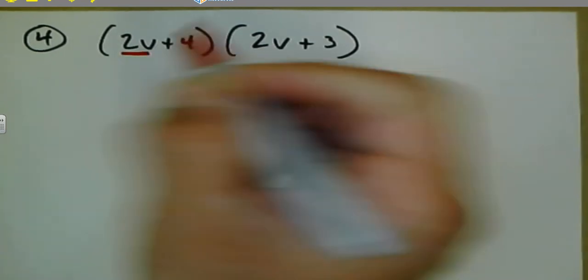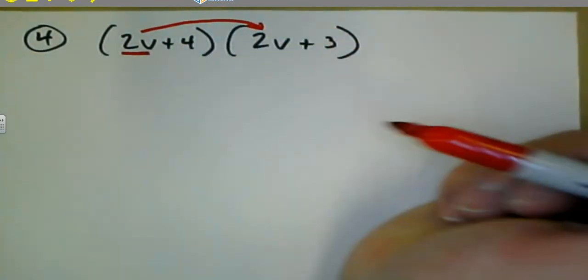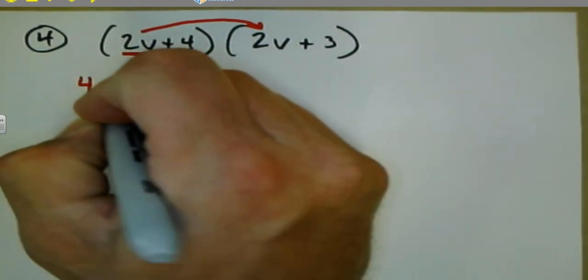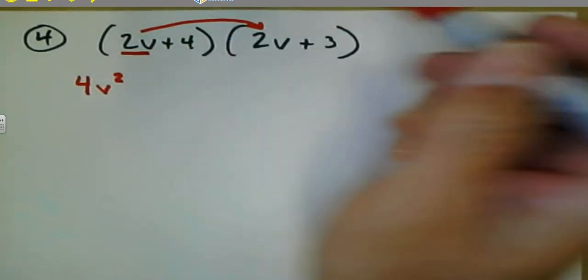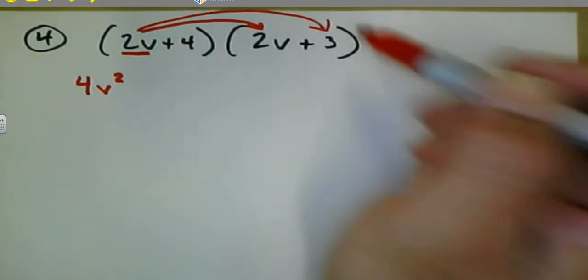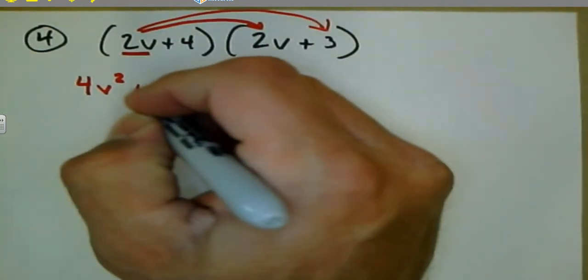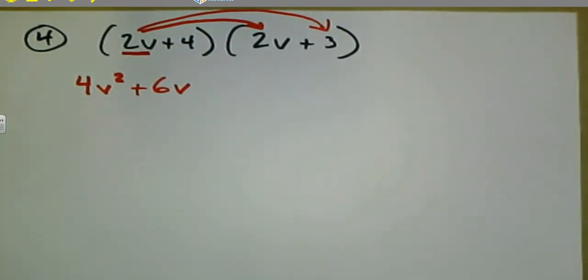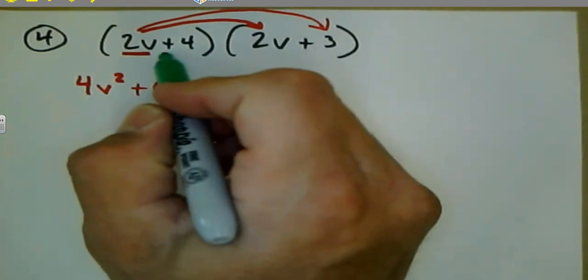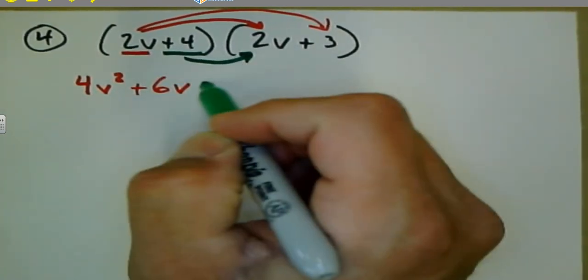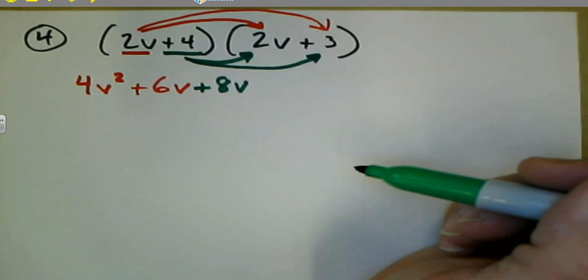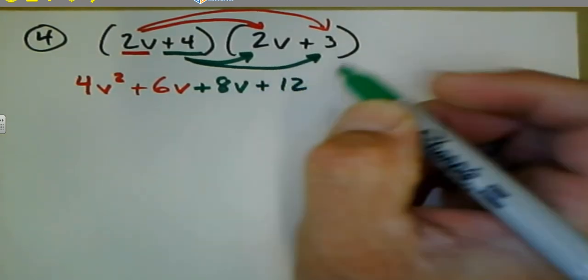Same thing, take the first one, multiply by the first one on the other side. 2 times 2, 4, 1V plus 1V, V squared. Multiply it by the next one, 2 times 3, 6, 1V, no V, just 1V. Take the next term, 4 times 2, positive 8. Make sure you put plus 8. They have 1V. 4 times 3, 12.